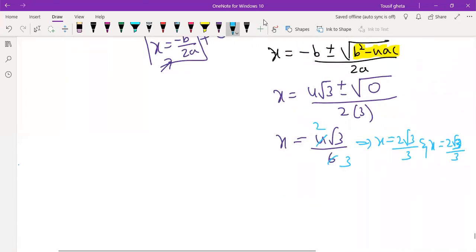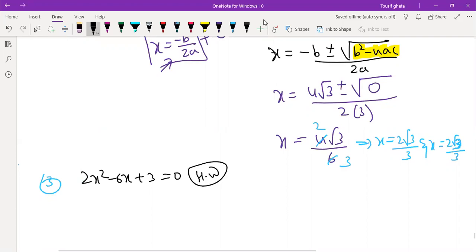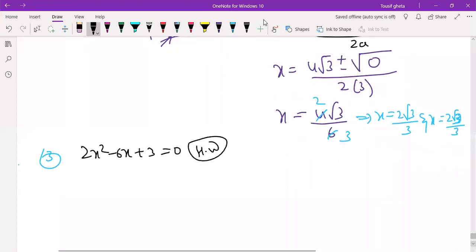Next question. Improve the speed now. You can take this one homework.